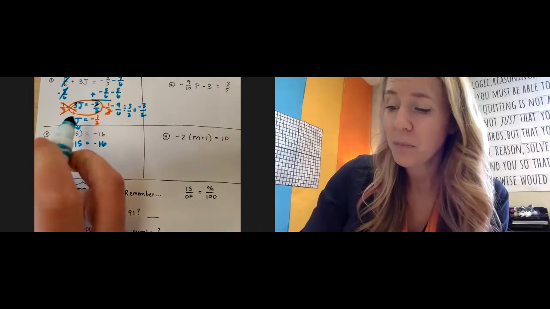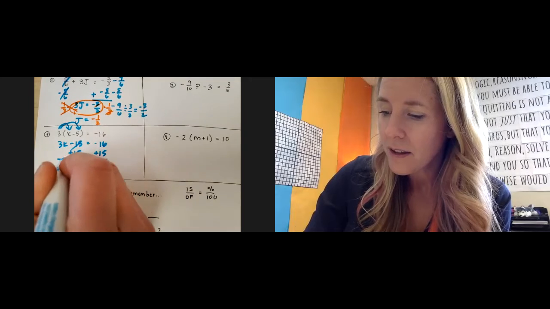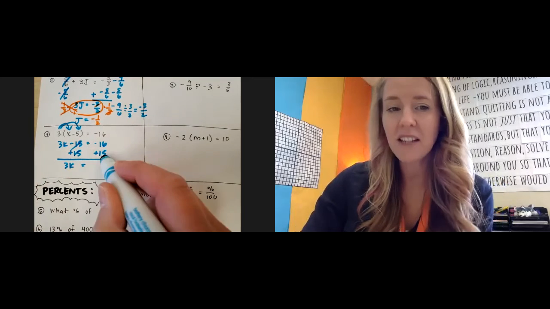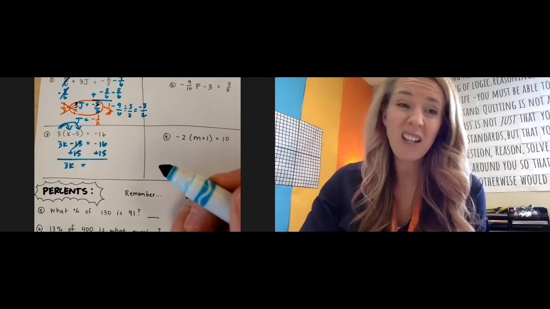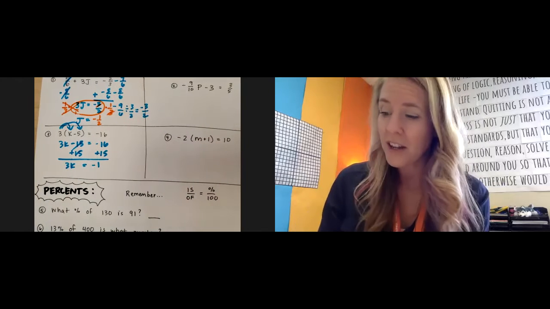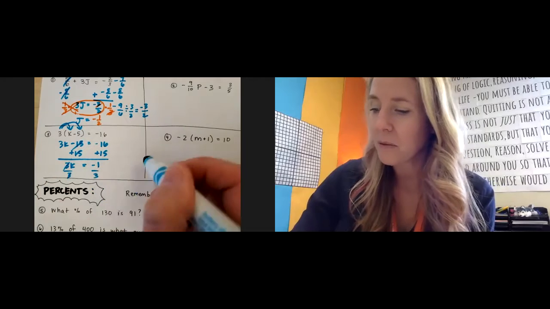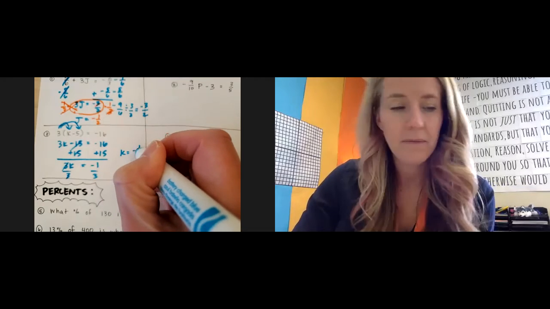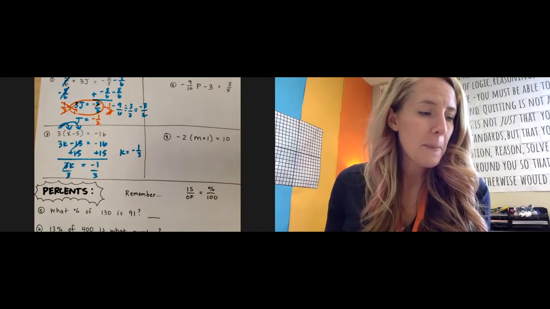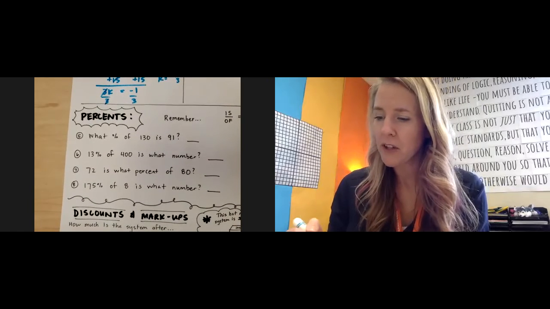Now I want to add 15 to both sides, do the opposite of the constant. -16 plus 15. Think about money. If I had -$16 and I found 15 bucks, I still have -$1. And then I can divide that 3 away. If it's beside it, divide it. K equals -1/3. Okay. And then now we're going to jump to percents. Sorry about that. That was a little confusing.